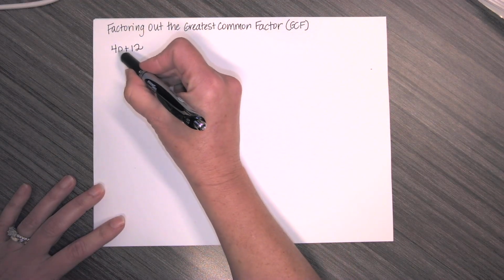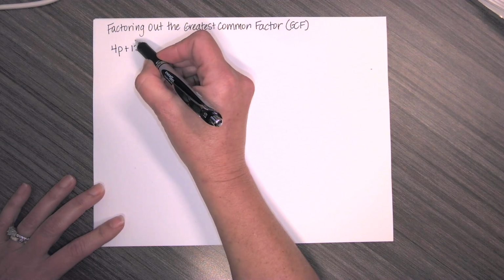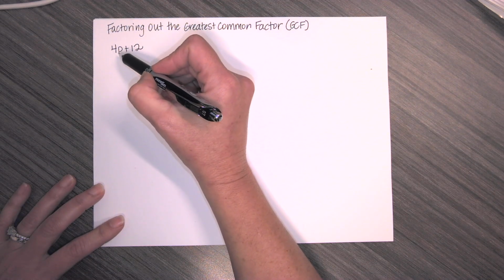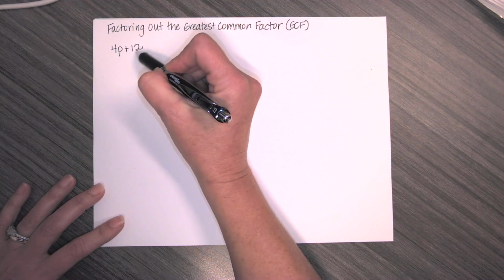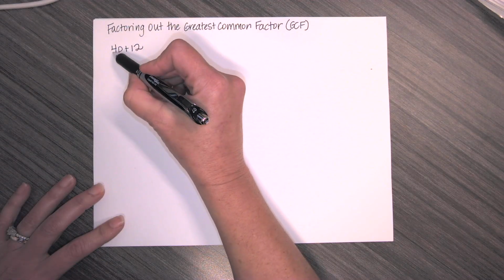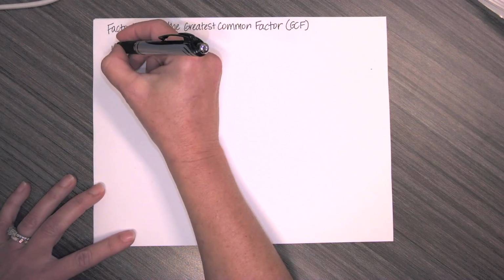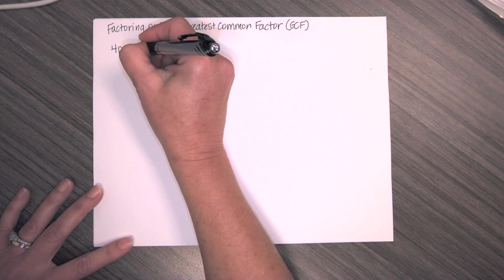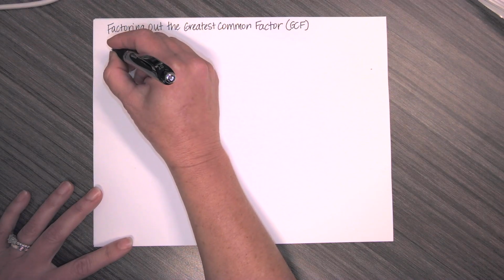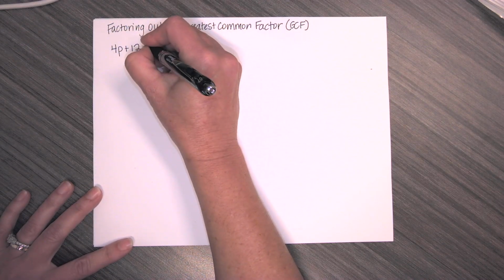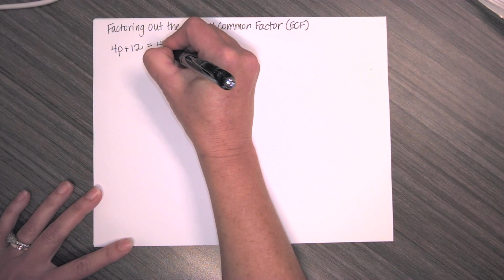And so when we look at this binomial, we look at each term individually and we want to see if there is a common factor that will go into both of these terms. We see that this term has a 4, this is a 12, and we know that 4 and 12 are both divisible by 2, but that is not the largest thing they're divisible by. The largest common factor they have is 4, so that would be the greatest common factor that we would want to factor out.